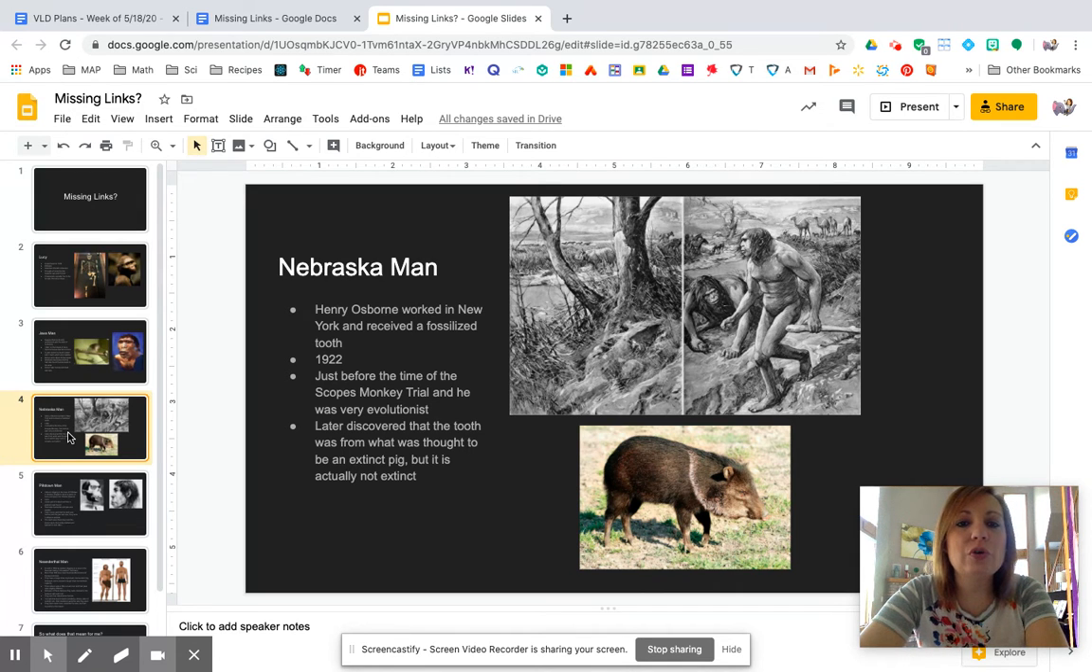And so later it was discovered. So they made this picture of Nebraska Man from a single tooth, by the way.